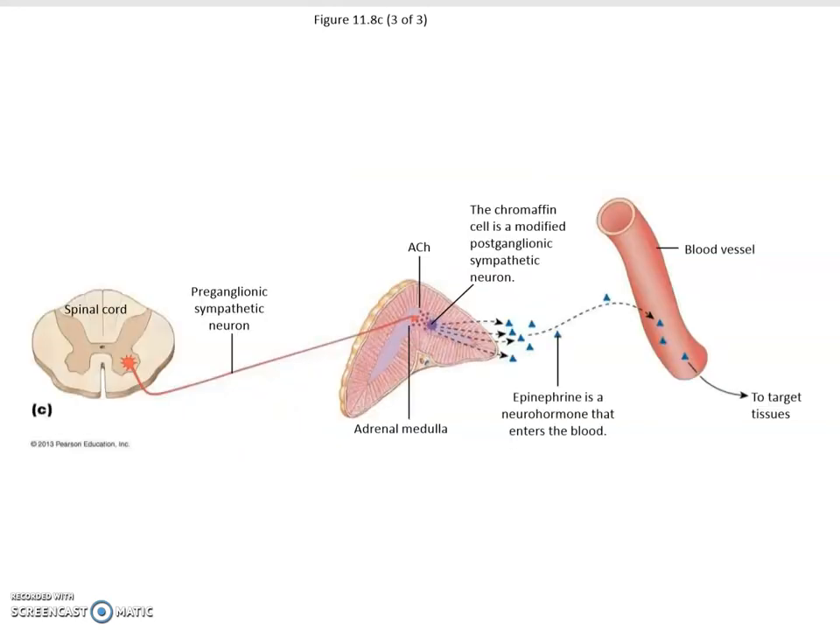Here you have it one more time. So we're leaving the spinal cord. We have the preganglionic sympathetic neuron going to the ganglion, and we're using acetylcholine as usual here at the ganglion, but here then we're releasing epinephrine directly into the blood. So we consider the adrenal medulla a modified sympathetic ganglion.